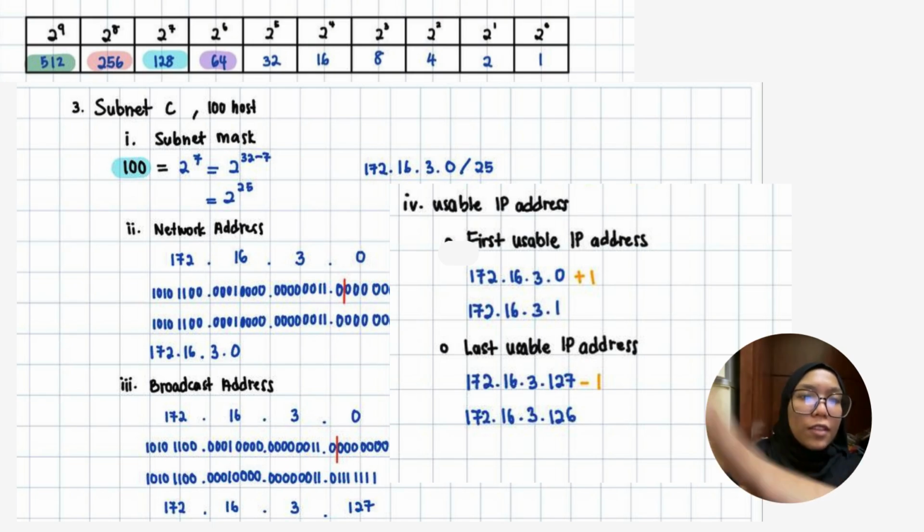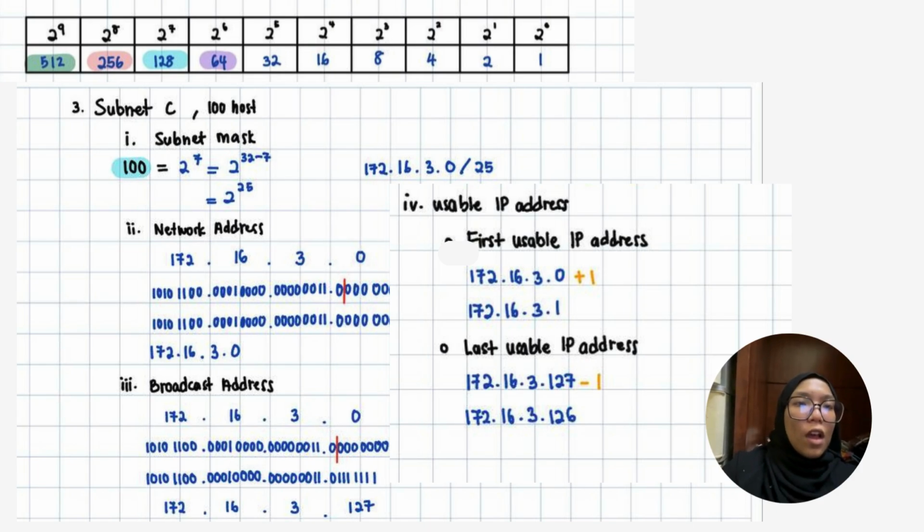Okay, now for subnet C with 100 hosts. For the subnet mask, like before, the closest to 100 is 128, which equals 2 power of 7. And then the equation is 32 minus 7. So the subnet mask is 25.